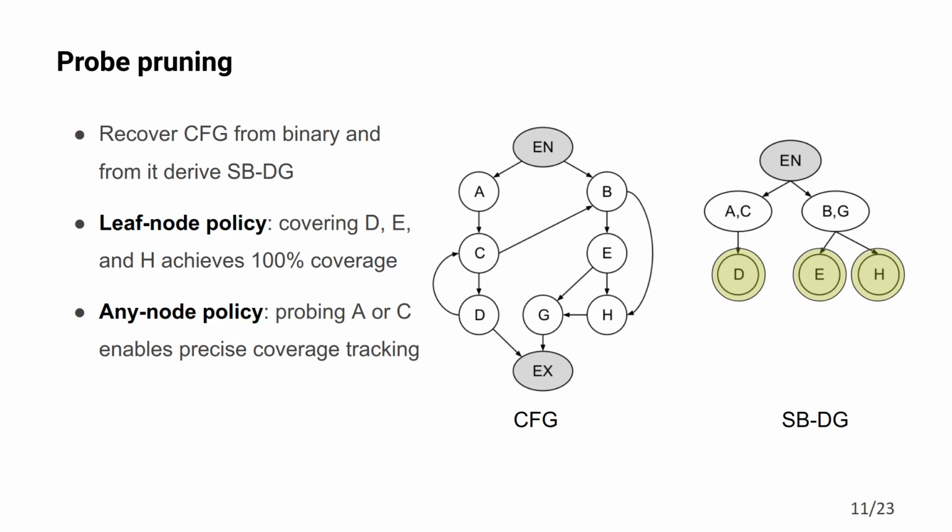Therefore, we implement the any node policy, where we identify superblocks that are critical. In our example, the superblock AC is critical, which means that either A or C must be instrumented in order to track coverage without data loss.